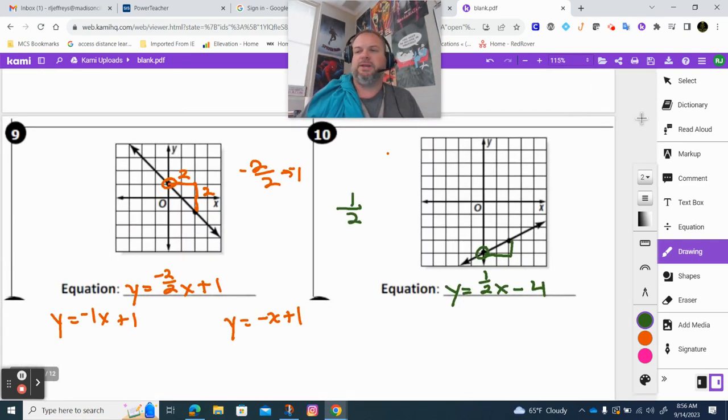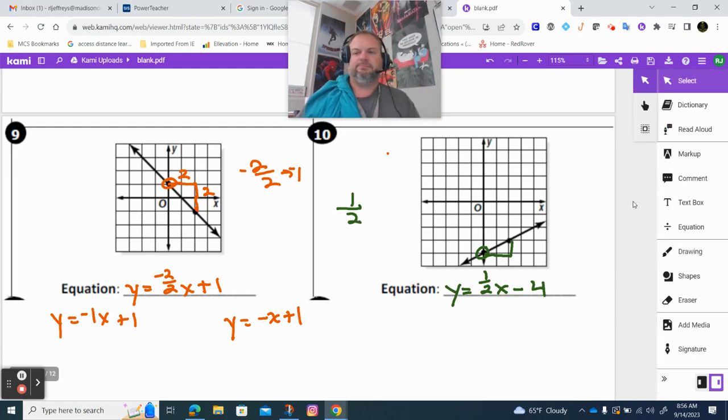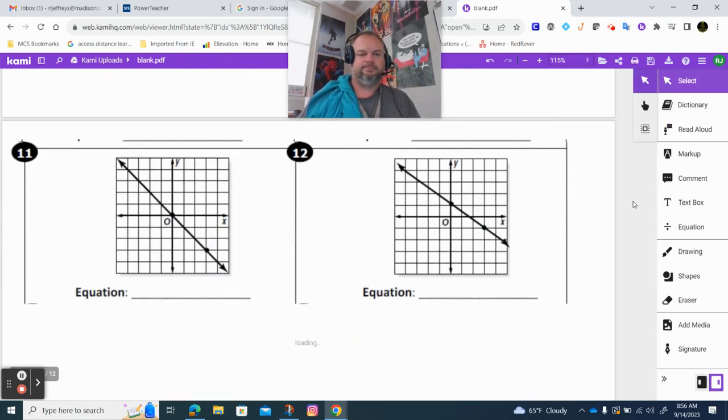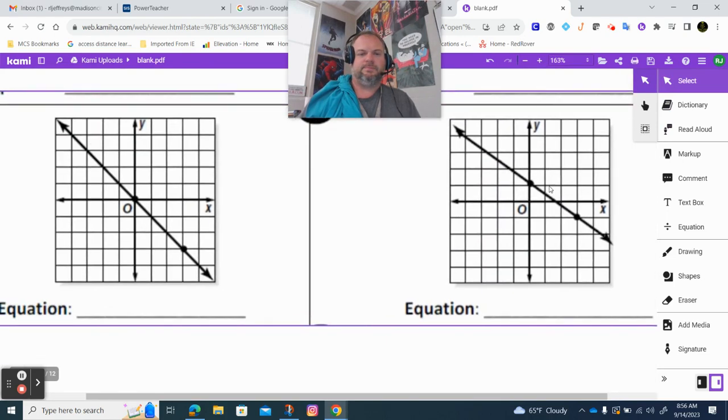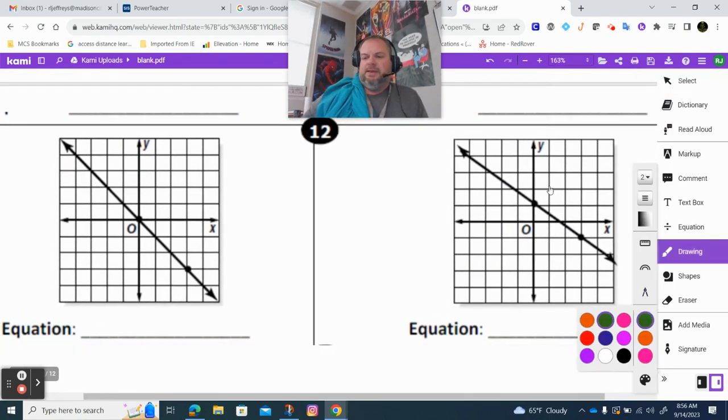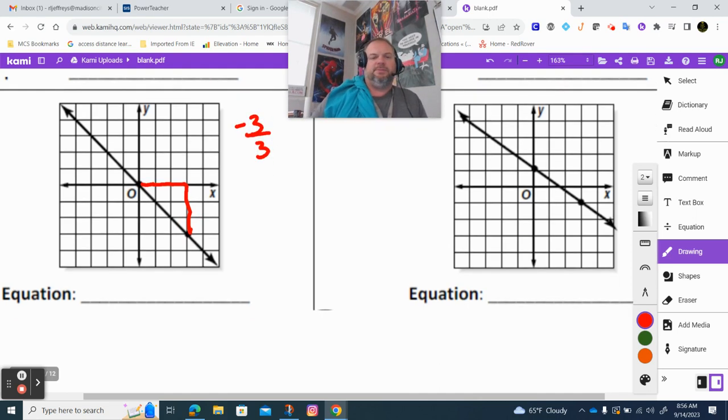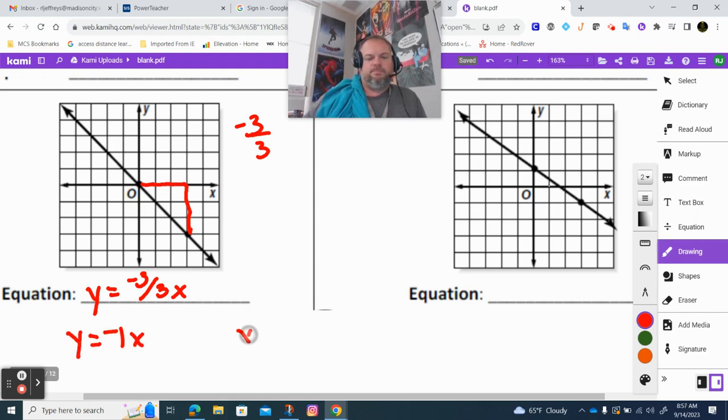So 9 and 10, we're getting close to being done with the lesson. All right. This is my first point I see. It looks like I go over 1, 2, 3, down 1, 2, 3. So -3 over 3. This is another one of those multiple ones. Okay, either one of those three is fine.